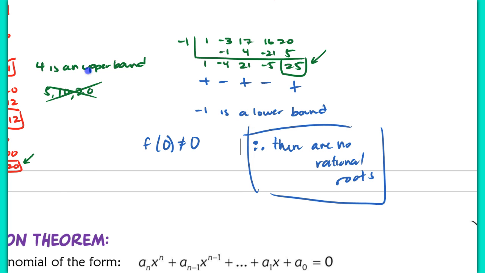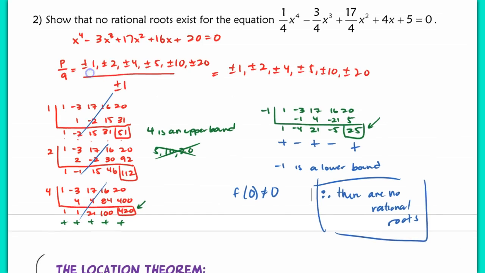Alright, so that was the answer for problem 2. We showed that there could not be any rational roots because we eliminated all of the possibilities.